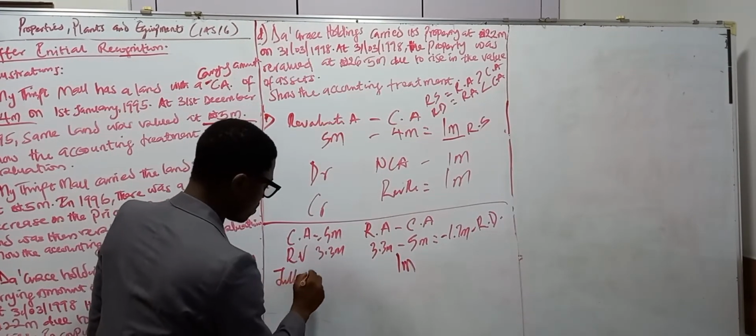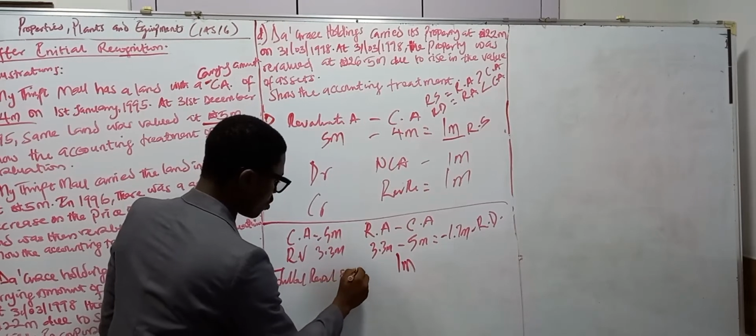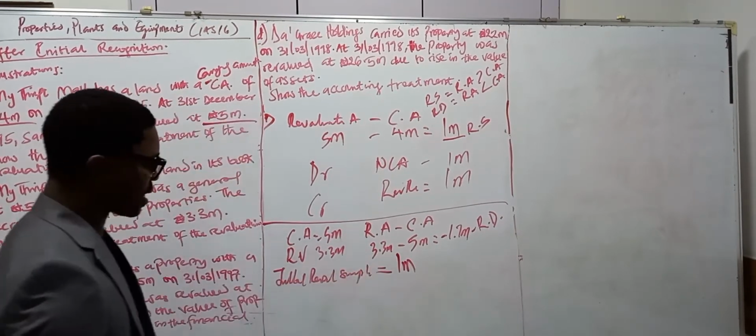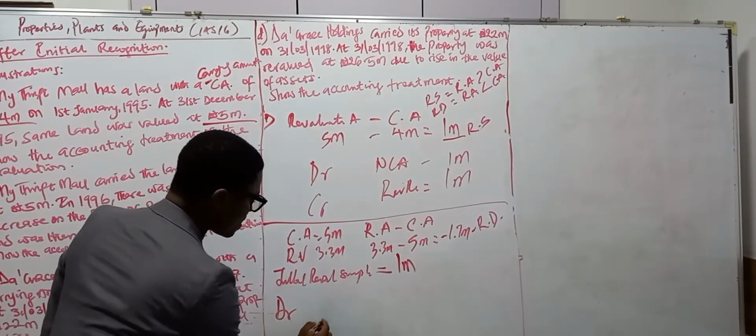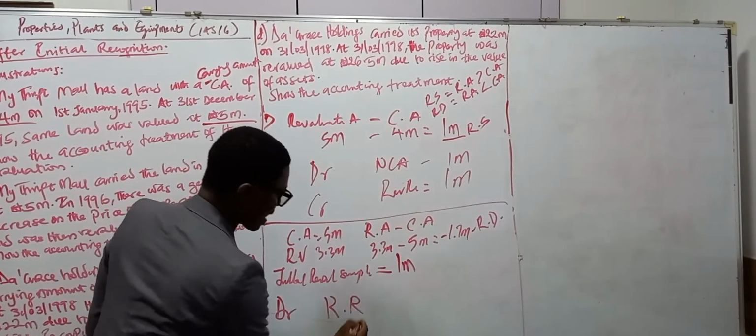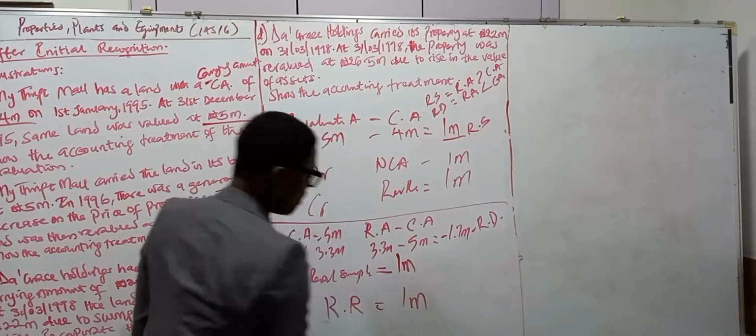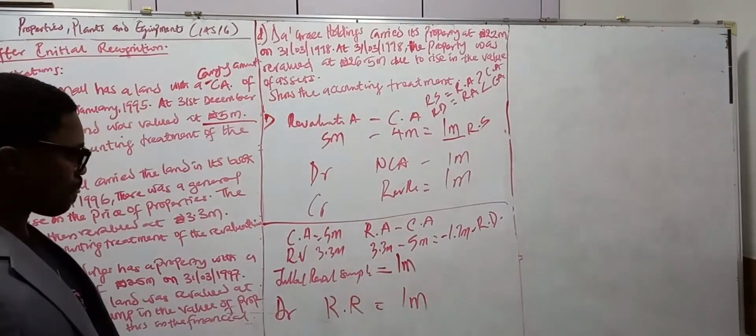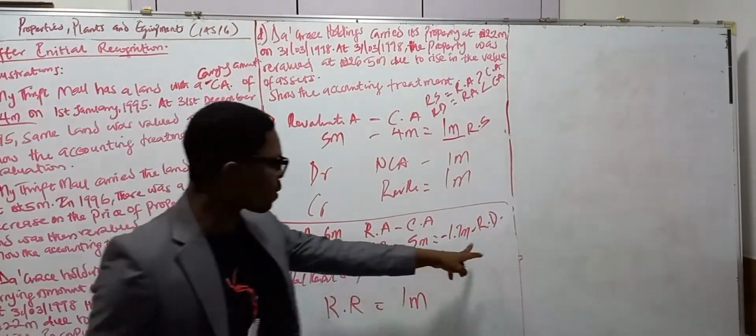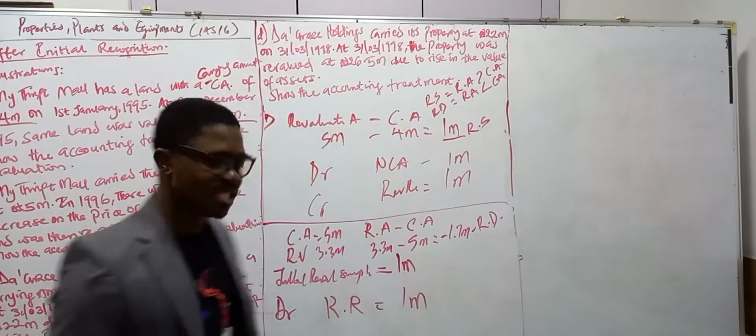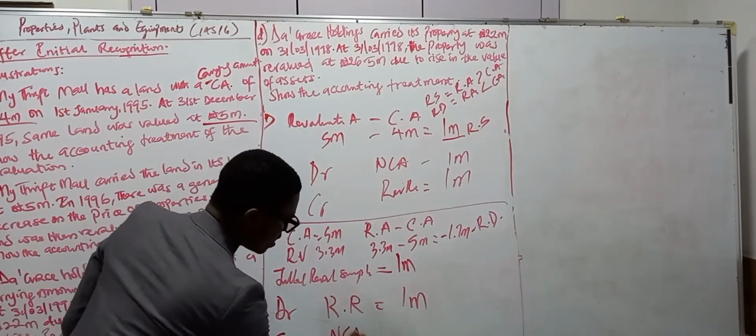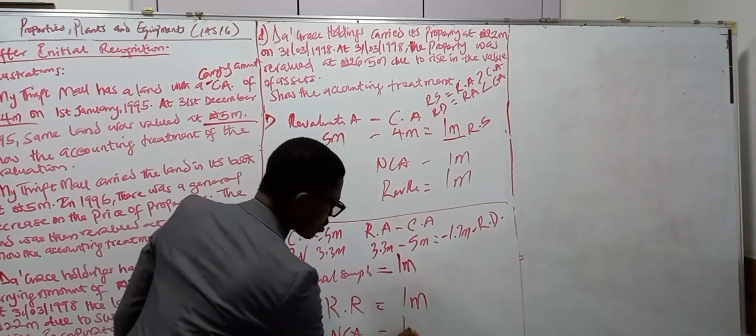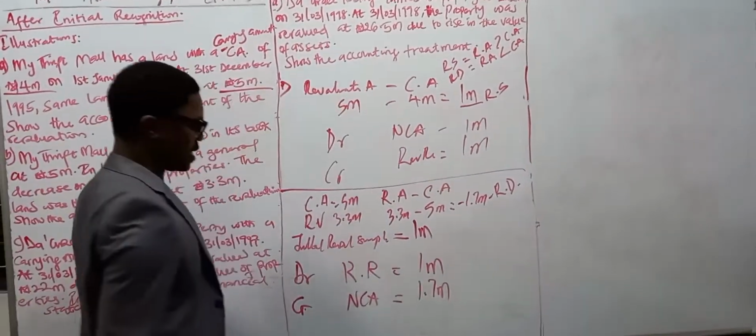Initial revaluation surplus equals 1 million naira. So that simply means that we are going to debit the revaluation reserve account with 1 million naira. Knowing fully well that 1.7 million naira is the reduction in the non-current asset, that means the non-current asset will also be credited with 1.7 million naira.